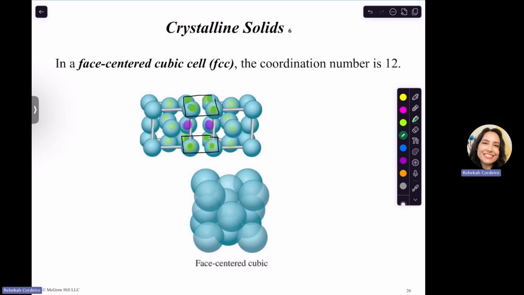So who is touching the purple one? The purple one in the middle here is being touched by 1, 2, 3, 4 on this side, 1, 2, 3, 4 along its own axis, and then 1, 2, 3, 4 on this side. So that gives us 12. You can also just memorize that face-centered cubic is 12.